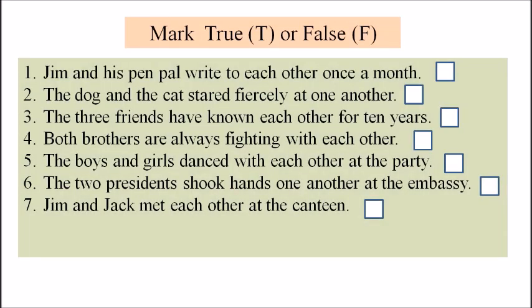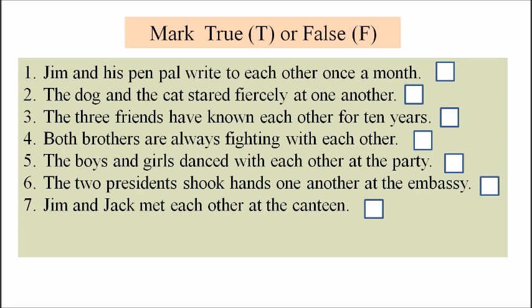Mark true or false. Number 1. Jim and his pen pal write to each other once a month. Number 2. The dog and the cat stared fiercely at one another. Number 3. The three friends have known each other for 10 years.